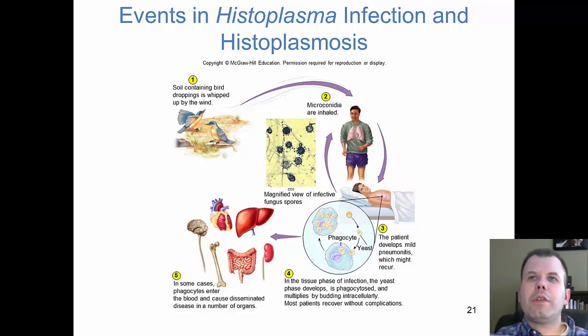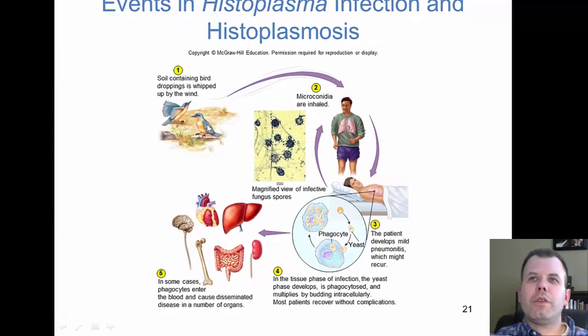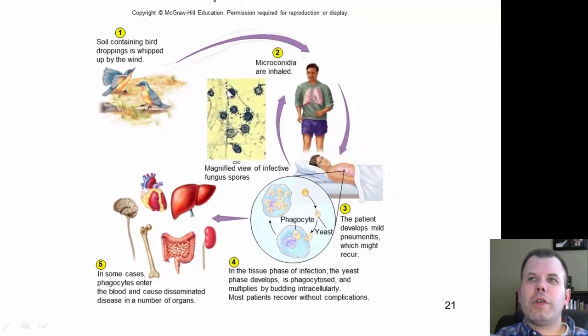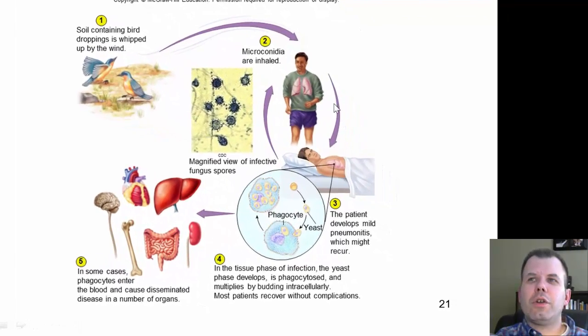Now, what happens is, again, soil containing bird droppings is whipped up by the wind. You have these wonderful little spores that you inhale. You get it into your lungs, and it can then grow in your lungs. It gets into the phagocytes. The yeast continue to grow, develops into pneumonitis, which might reoccur. And again, the tissue phase of the infection, the yeast phase develops. It's phagocytosed and multiplies by budding intracellularly. Most patients recover without complications.